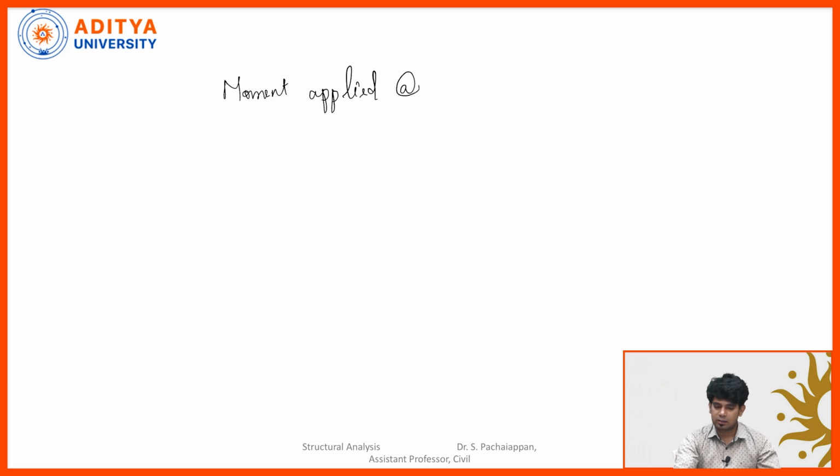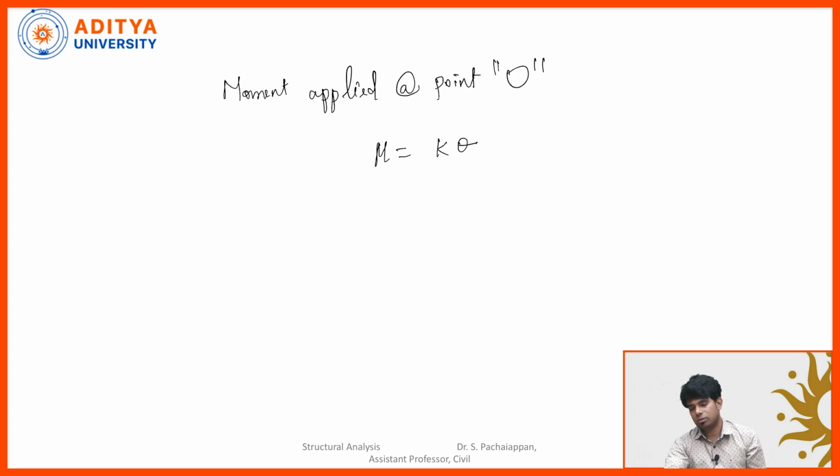Now what is the moment applied at the point O? The moment applied at the point O is mu. This mu is nothing but K theta. I will tell you why mu is equal to K theta. Because stiffness is equal to moment required to produce the unit rotation.